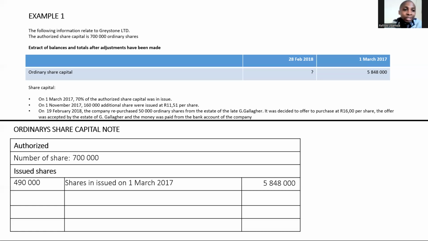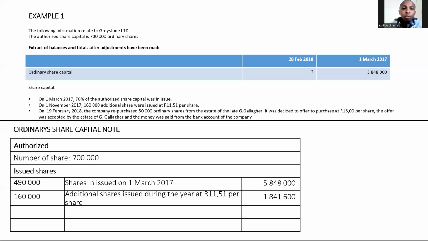We issued additional shares on the 1st of November 2017, and we issued 160,000 additional shares at 11 Rand 51 cents per share. So for me to record this, I will simply say 160,000 additional shares issued at 11 Rand 51 cents, and that will simply give me 1,841,600.